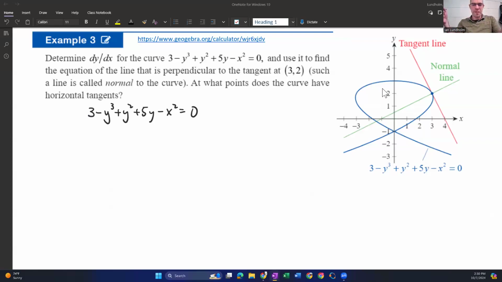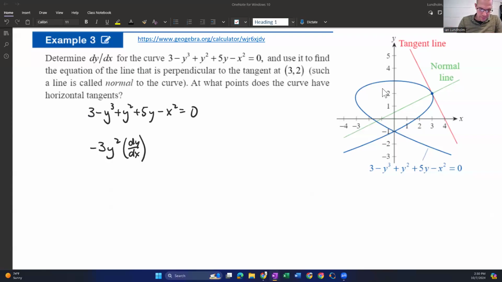We are going to take the derivative of everything with respect to x. So when we take the derivative of 3, we get 0. When we take the derivative of negative y cubed, we get negative 3y squared and then times y prime, or dy/dx. Let's go ahead and write dy/dx this time. We haven't done that yet.